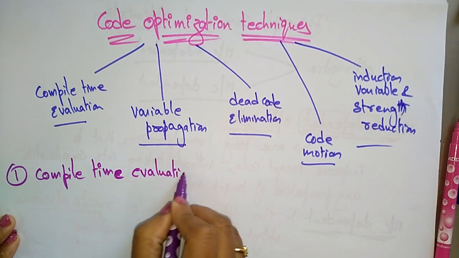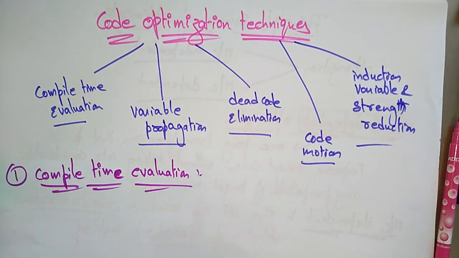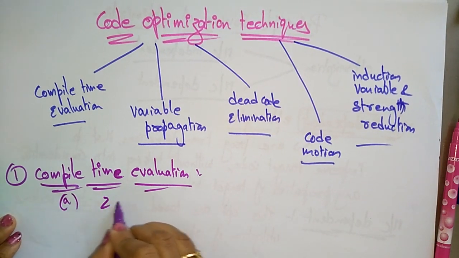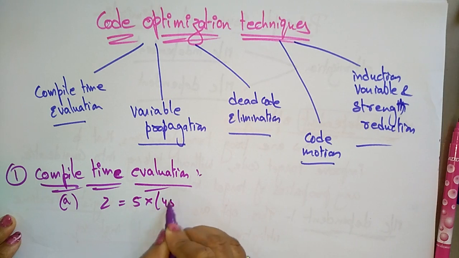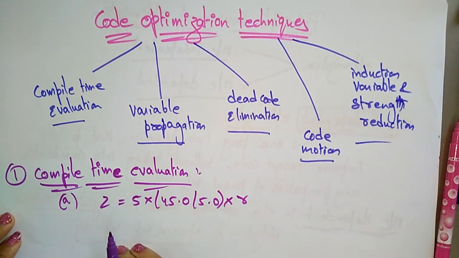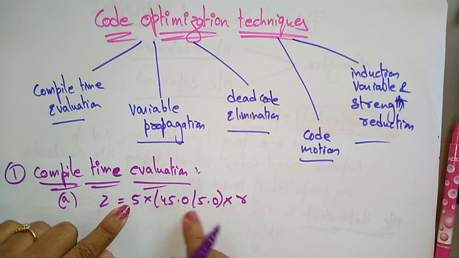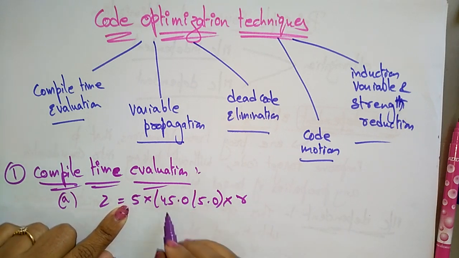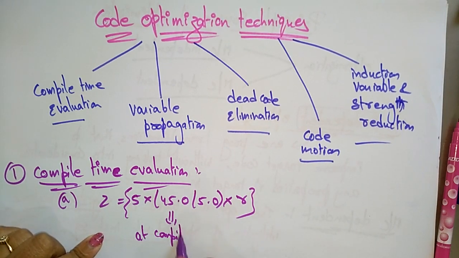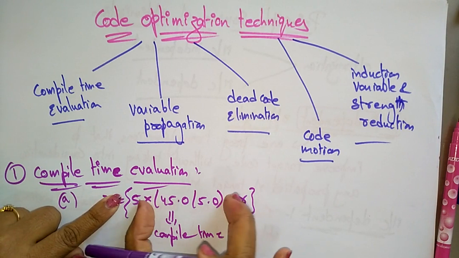By seeing this word, what do you understand? What is this compile time evaluation? Let me take an example to explain this. Let's take one equation: Z is equal to 5 into 45.0 by 5.0 into R. So it is going to perform 5 into 45.0 by 5.0 into R at compile time. This equation is going to be executed at compile time. It doesn't bother about what Z is here. It's just going to execute whatever this evaluation is.